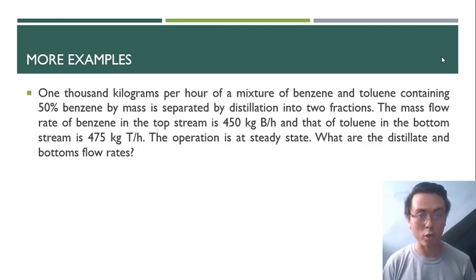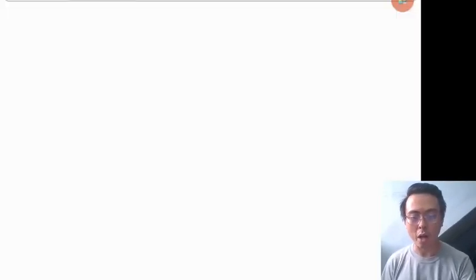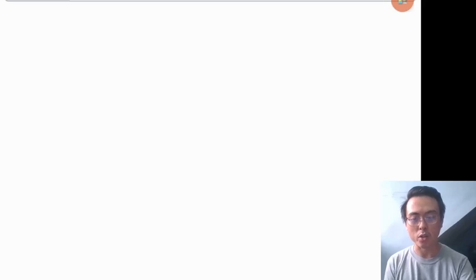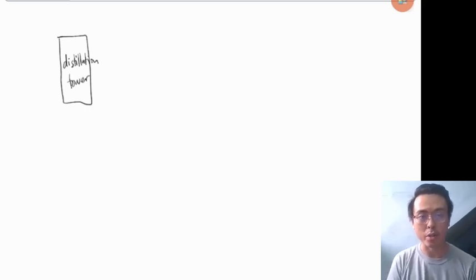Okay, let's draw the diagram. For distillation, one thing that you have to remember is it's always one stream going in and multiple streams coming out. In this case, it's a simple distillation wherein you only have one distillate and one bottoms fraction. So if we draw that, I would call this my distillation tower. Remember, it's a process unit.